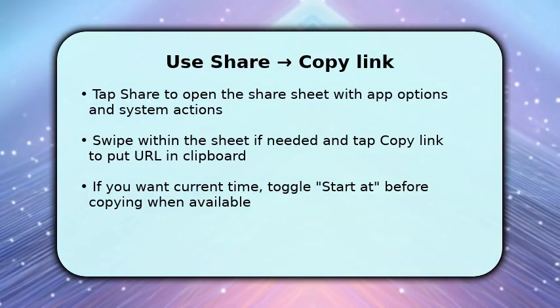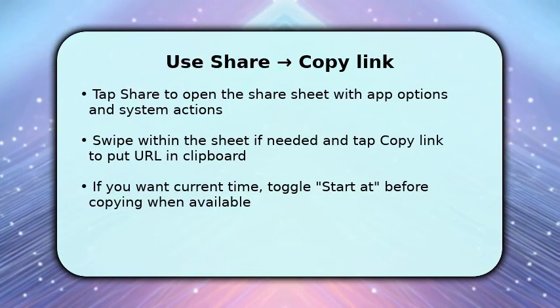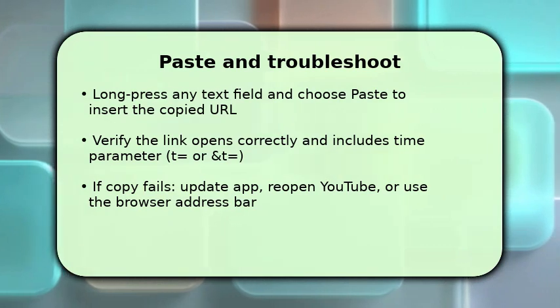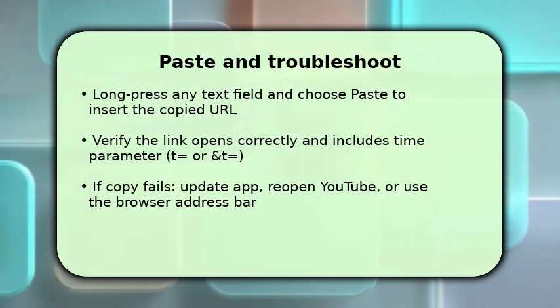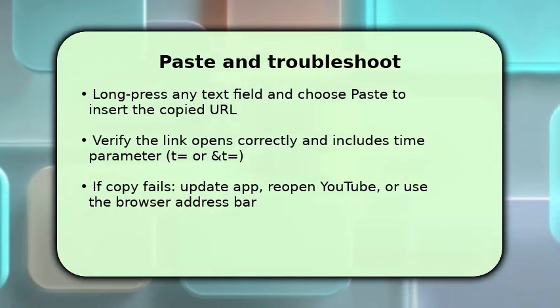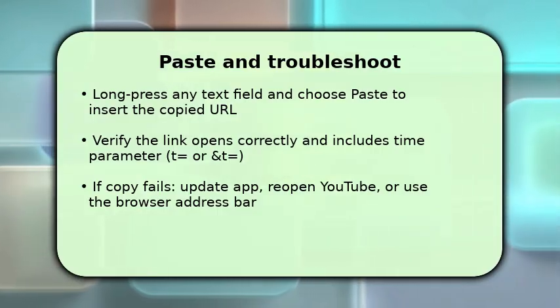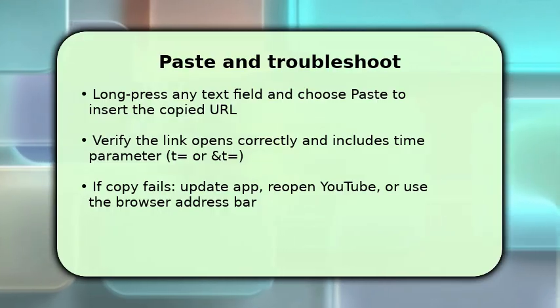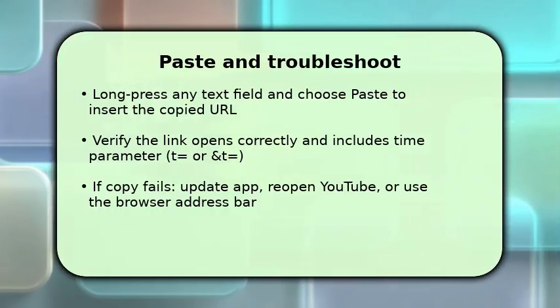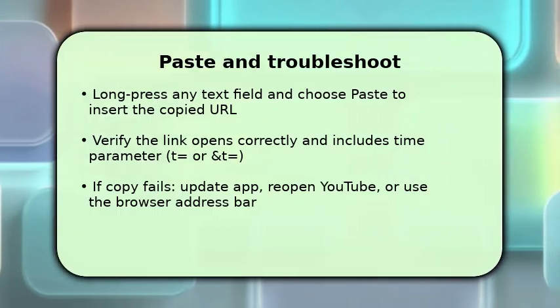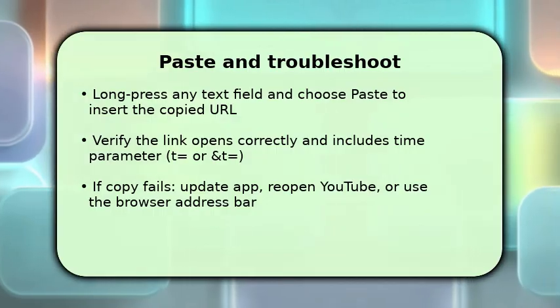After copying, go to your target app or message, long press the text field and choose Paste so the link is inserted. Make sure it opens properly by testing it once. Look for a time parameter like t= if you expected a start time. If nothing pasted, clear recent apps and try again, or update YouTube. Sometimes the share sheet misbehaves. As a fallback, open the video in your mobile browser, tap the address bar, select and copy the URL directly.